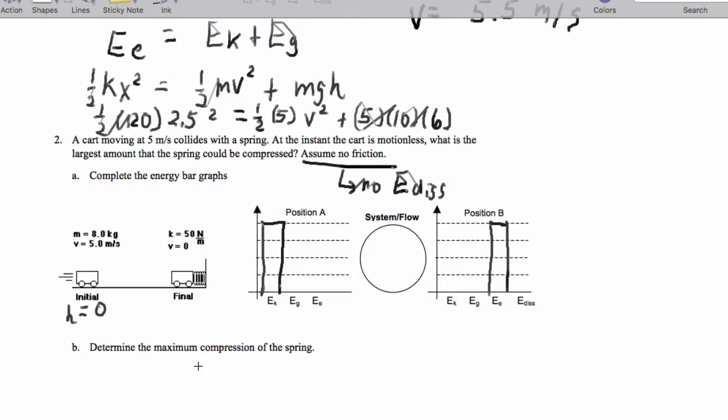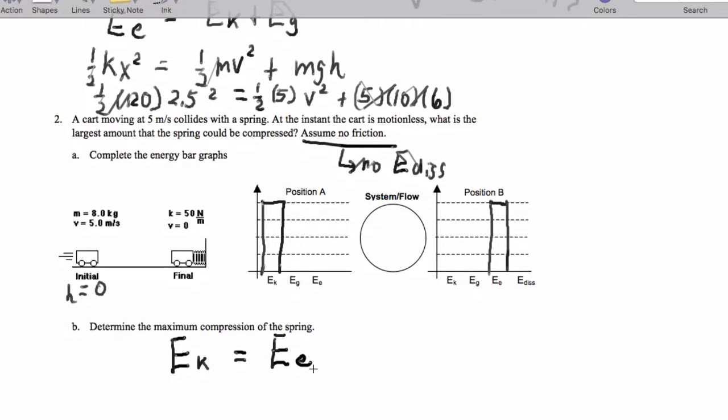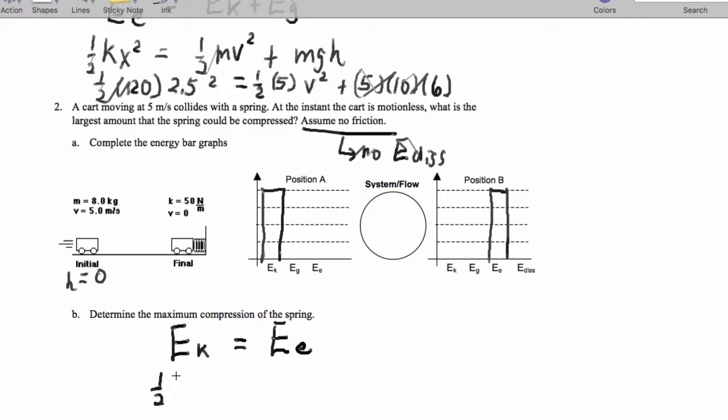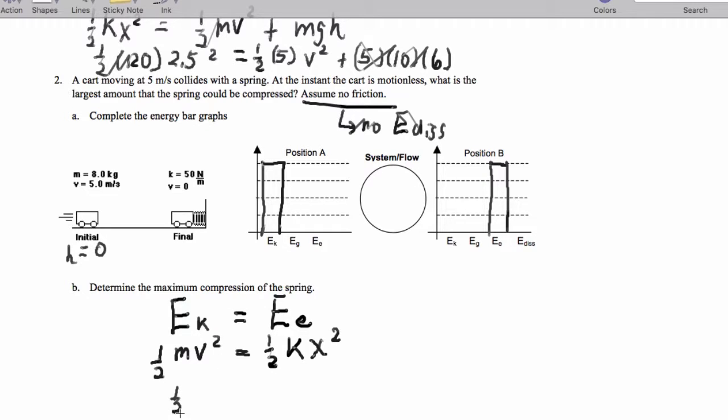So when we set that up to get the maximum compression of the spring, let's do it. We got EK equals, ew, gross. Let's try that again. EK equals elastic. So we got 1/2 mv squared is 1/2 kx squared. Let's put in our numbers. 1/2. M is 8. V squared, that's 5 squared, equals 1/2. K is 50. X squared, oh my goodness.